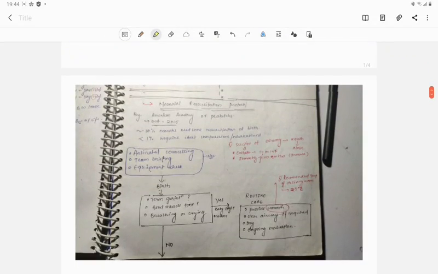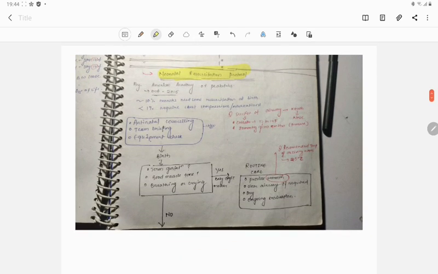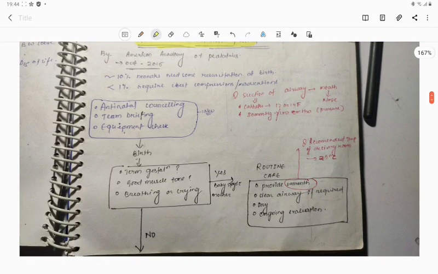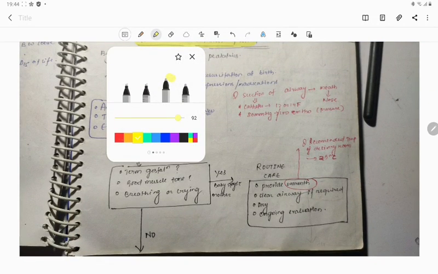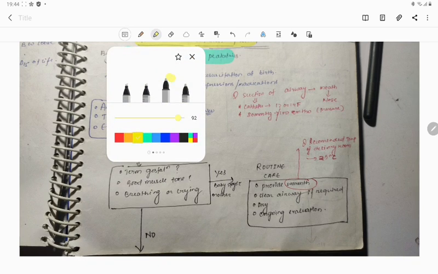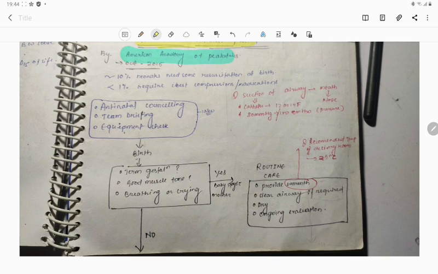So coming to our important topic, that is the neonatal resuscitation protocol. I've used the pages because it is a flow chart, and we have to understand the things in a flow chart manner. So first of all, it was given by the American Academy of Pediatrics in 2015.